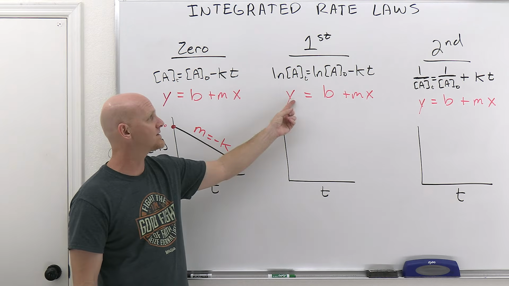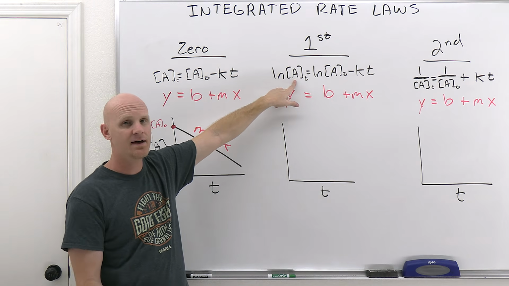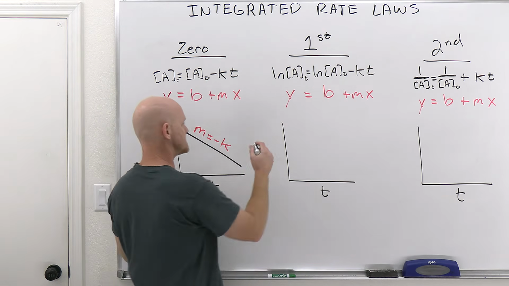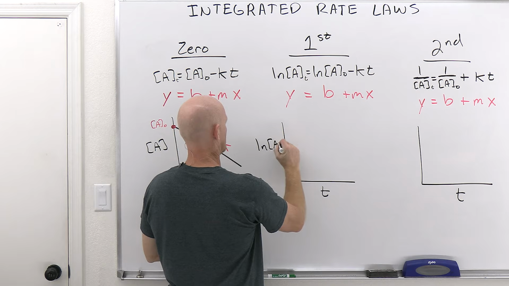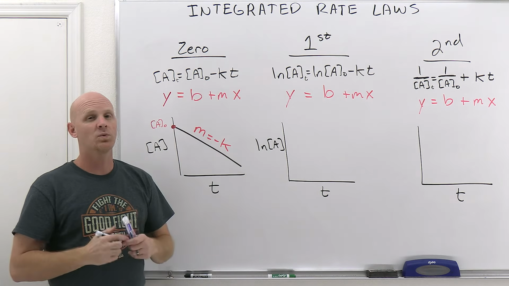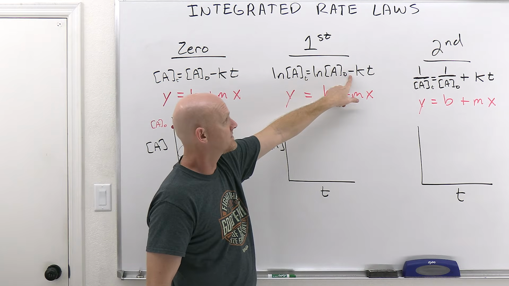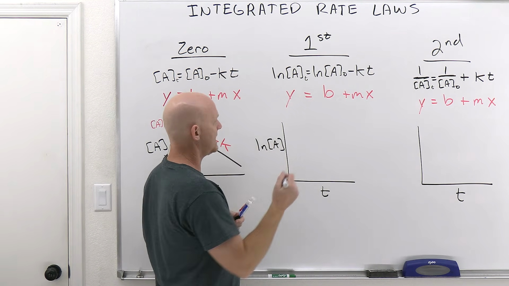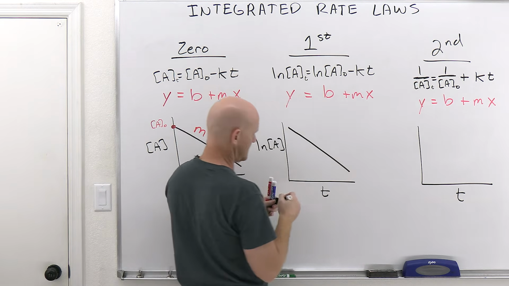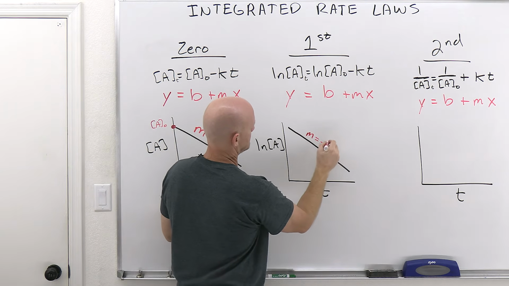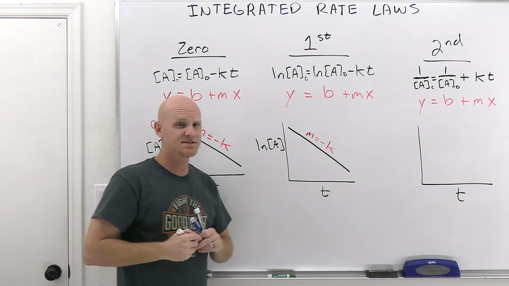But we see on the y-axis, it's not just the concentration of A after a given amount of time, it's the natural log of the concentration of A. That will plot on the y-axis. And once again, this is going to give us a straight line. And the slope is going to equal negative k. And so it's a negative slope yet again. And that slope is negative k.